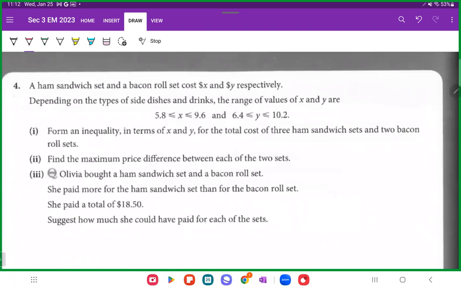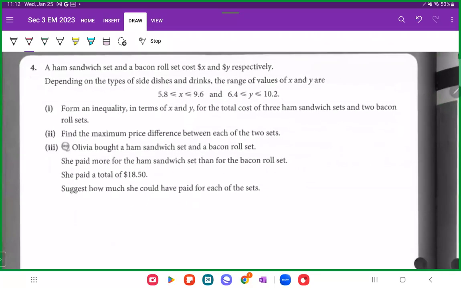Ham sandwich set and a bacon roll set cost X and Y dollars respectively. Depending on the types of side dishes and drinks, the range of values of X and Y are as such. Form an inequality for the total cost of 3 ham sandwich sets and 2 bacon roll sets. Okay, so for this one, you have to come up with a range. So they wanted 3x plus 2y. So how do you come up with this?